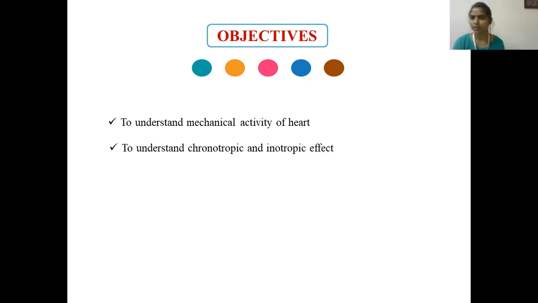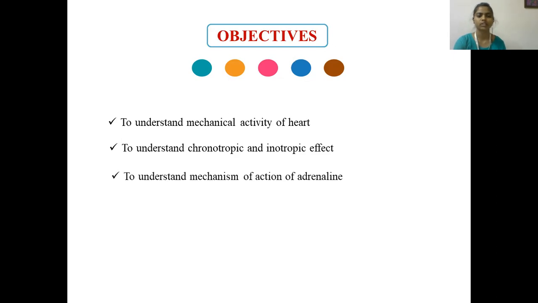Similarly, the inotropic effect is there, which is again divided into subcategories like positive inotropic effect as well as negative inotropic effect. So what is meant by positive inotropic effect? There is increase in the force of contraction of heart. That is positive inotropic effect, while a decrease in the contraction of heart means negative inotropic effect.